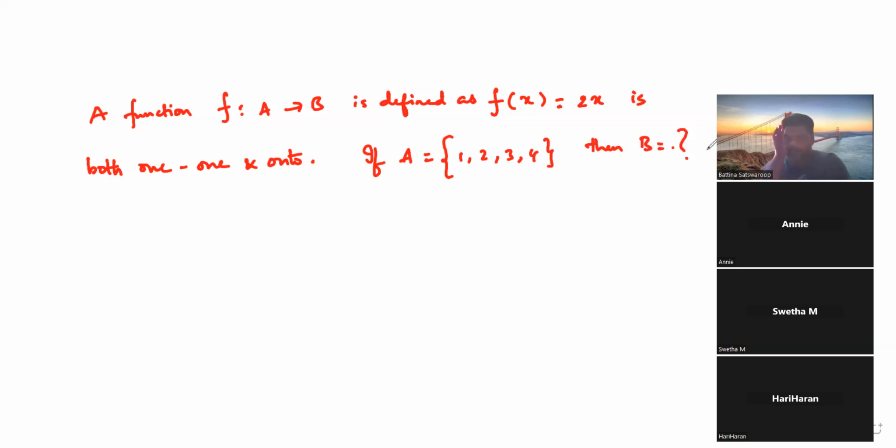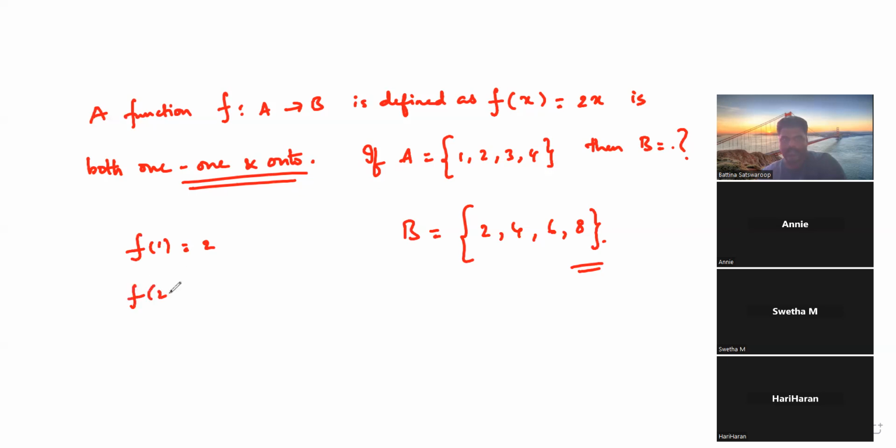During your preparation, before your exams begin, we had one class. In that class, I have told you f of x is 2x, so f of 1 is 2, f of 2 is 4, f of 3 is 6, f of 4 is 8. Both 1 to 1 and on to கொடுத்துட்டாங்க. So pre-image இருக்கு, image இருக்கு, எல்லாமே இருக்கு. So B என்ன ஆயிடும் அப்போ 2 4 6 8. Clear? All you need to write is f of 1 is equals to 2, f of 2 is equals to 4, f of 3 is equals to 6, f of 4 is equals to 8. Clear? Yes, sir. Next question, sir.